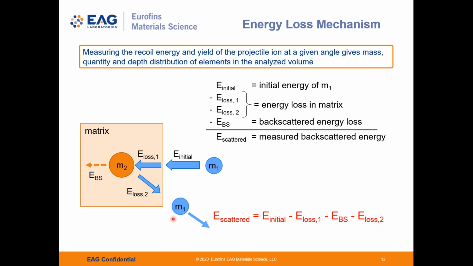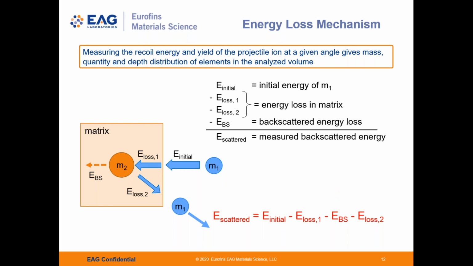How is RBS able to obtain depth information? The way it does this is that the final energy of a backscattered particle is equal to the incident energy of the ion, minus the energy loss due to momentum transfer to the target nucleus, and also minus the energy losses that the particle undergoes after passing through the sample matrix.